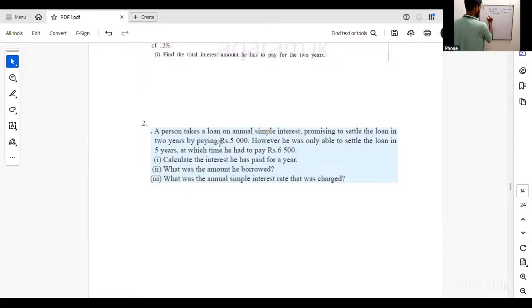So the interest for 3 years is 1,500. What is the interest for 1 year? Divide this 1,500 by 3. So the interest for 1 year is 500 rupees. That's what part 1 asks: to calculate the interest he has paid for a year. So here he has paid an interest amount of 500 rupees. Understood?